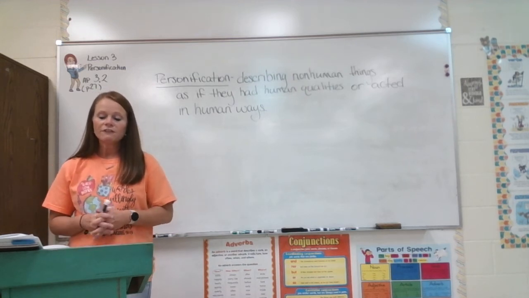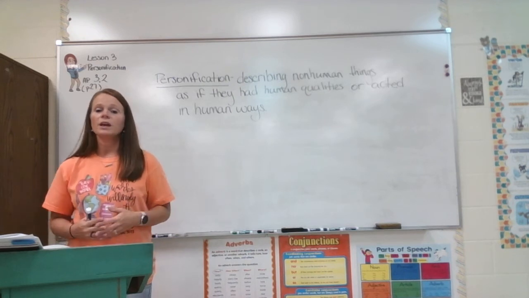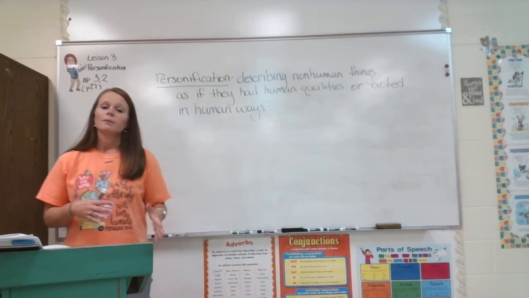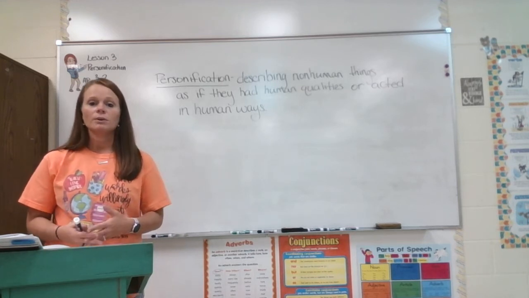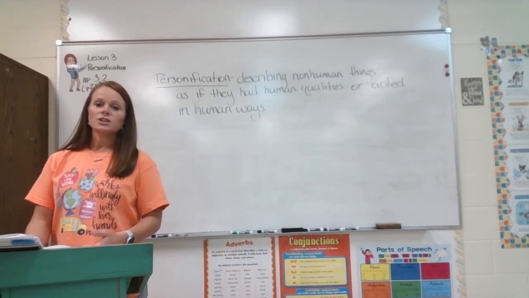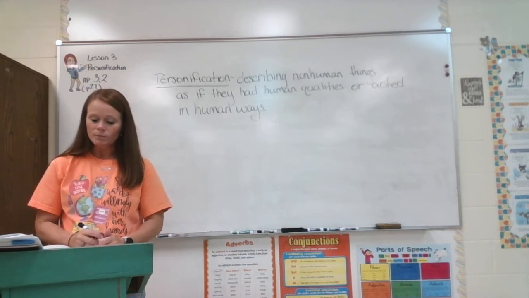Number 2, the bee flew from flower to flower. Think about that flight pattern. Think about what they look like when they fly. Maybe compare them to something that's a human. Give them a human quality. Rewrite that using that personification in your sentence for part B.